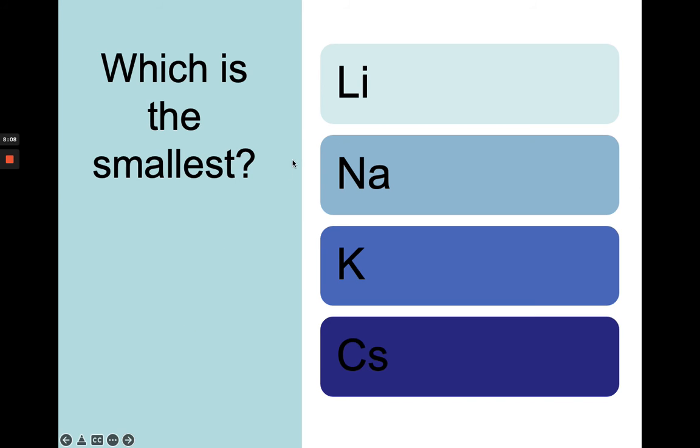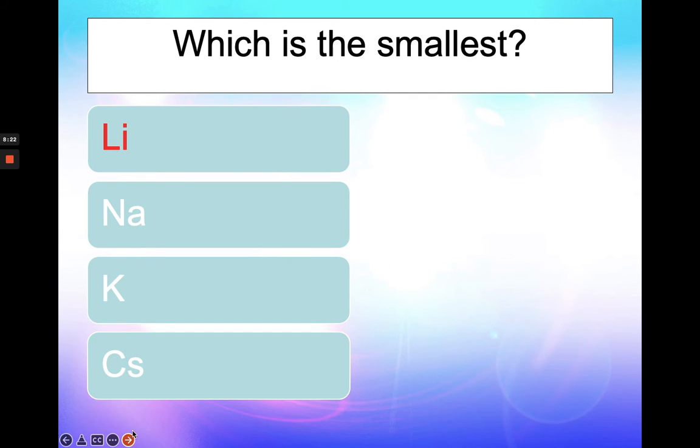Now, which is going to be the smallest? This is going down the alkali metals: lithium, sodium, potassium, and cesium. And the hint is lithium only has 2 energy levels. Sodium has 3, potassium has 4, cesium has 5. So which is going to have the smallest radius? And again, this time you're going to say lithium again. Okay, so that's trend 1.